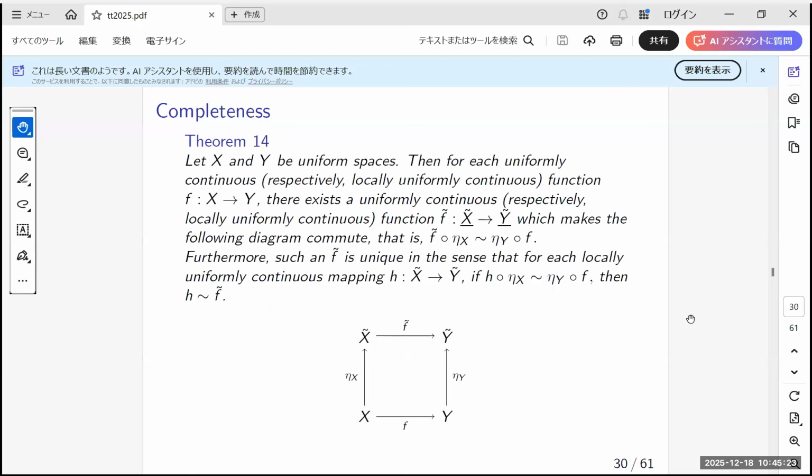And also we can show the following. If there is a uniformly continuous function from X into Y, then we can lift that function up to f tilde, which is from X tilde to Y tilde, such that this diagram commutes. And also we can show that f tilde is unique in this sense.